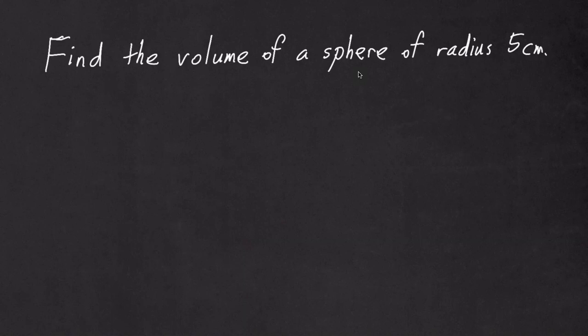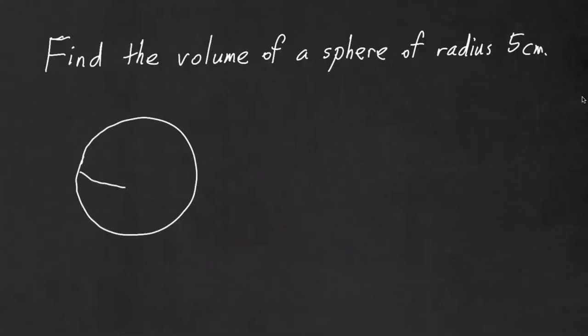Let's find the volume of a sphere by using slicing. So let's just take an example of a sphere of radius 5. Let me draw a picture of the sphere. It looks something like that, right? That's some sort of sphere.